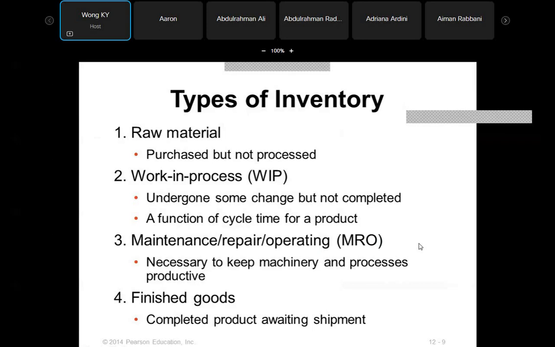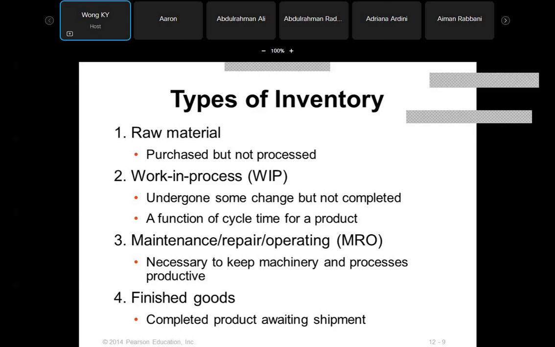Okay, types of inventory. Raw material can be inventory, work in process or WIP can also be inventory. Finished goods are definitely inventory. In fact, spare parts that we keep for maintenance, for repairing machines, for operating a machine, those are also inventory.